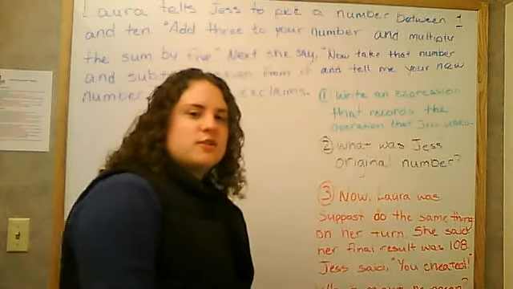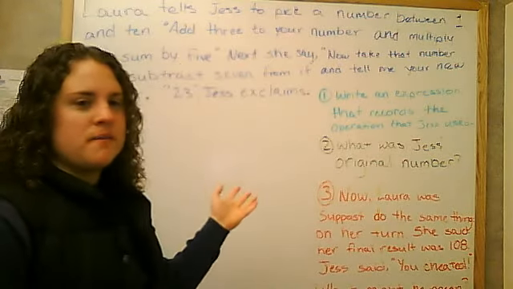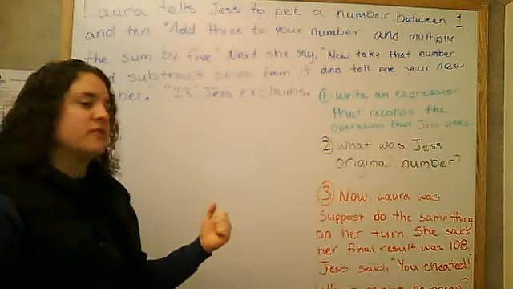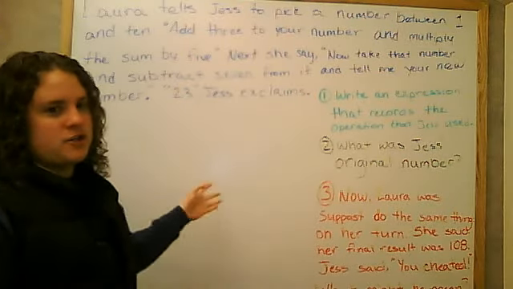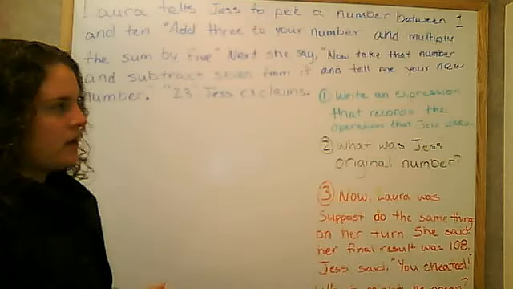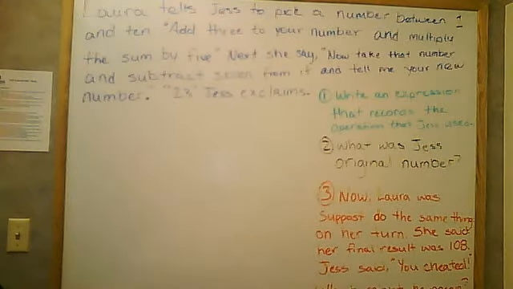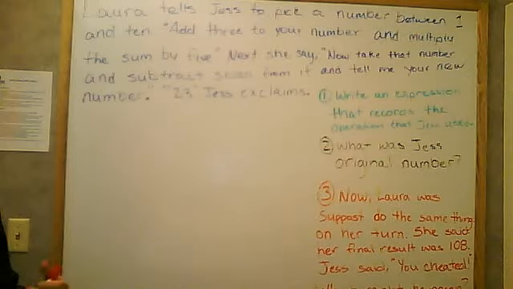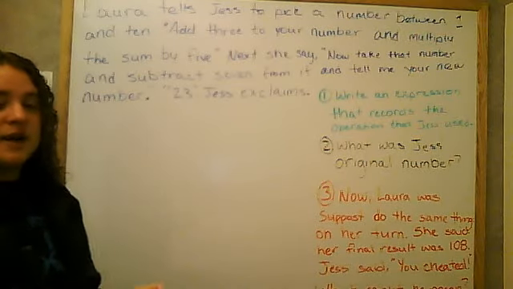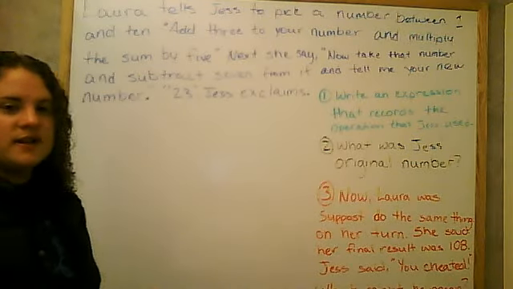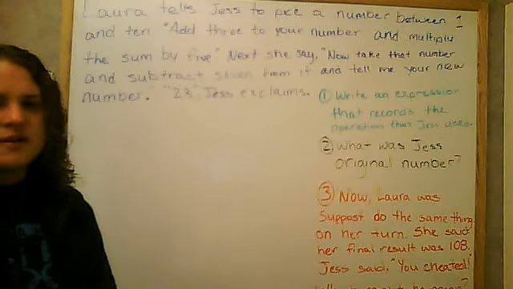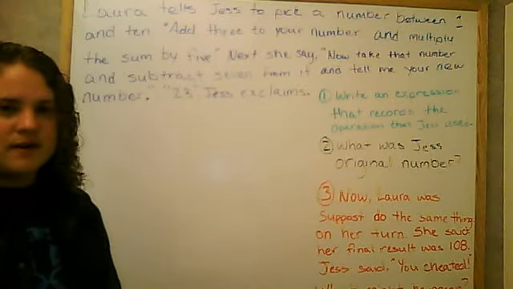Hi, today we're actually going to look at solving a word problem, or extracting information from a word problem, and writing an equation to solve problems. So the word problem we have today is: Laura tells Jesse to pick a number between 1 and 10. Add 3 to your number and then multiply the sum by 5. Next she says, now take the number and subtract 7 from it and tell me what your new number is. Jesse says 23. So this is our word problem.